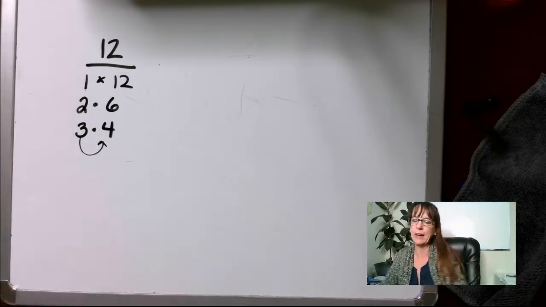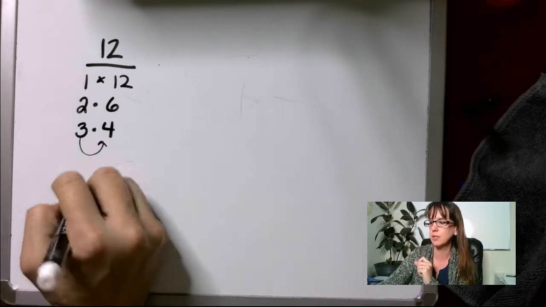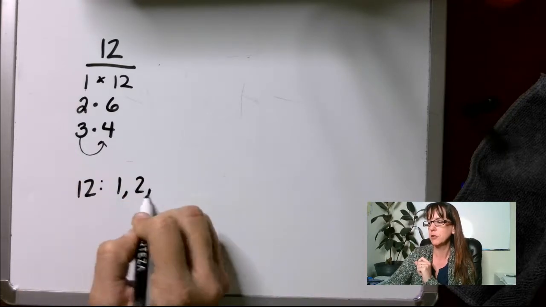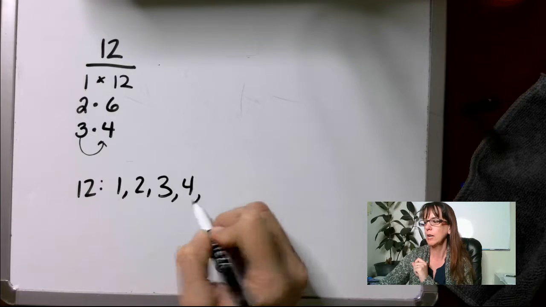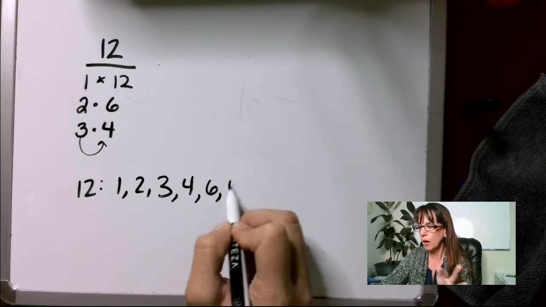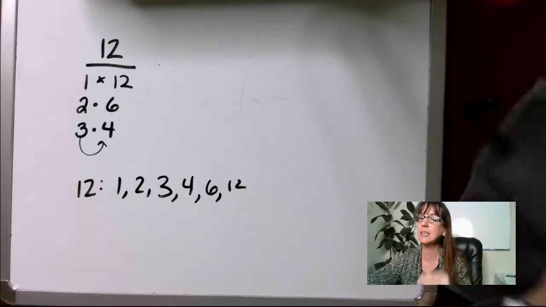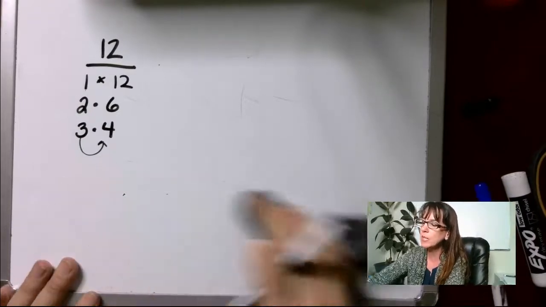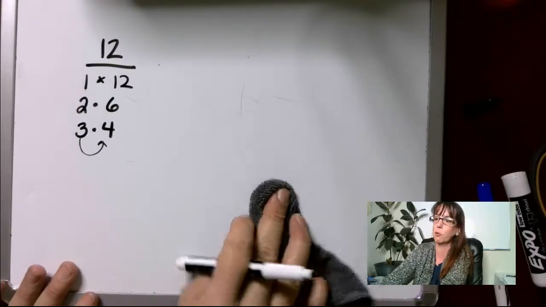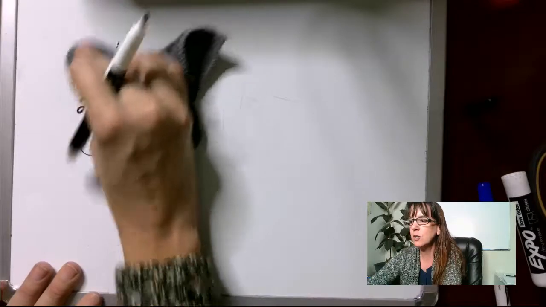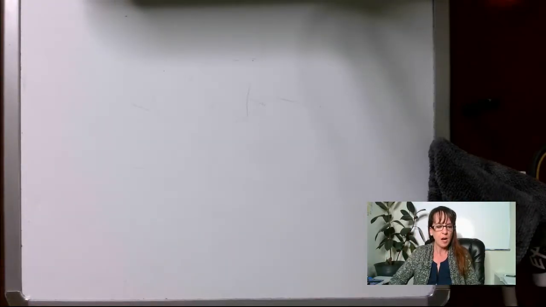So the reason why I have you do this, because I'm sure in the past you've just written 12: 1, 2, 3, 4, 6, 12. You write it out like this. It's very easy to make a mistake on those, especially when we get into larger numbers like 24, 48, 96. So I want you to keep doing it in this order. So that's finding factors.